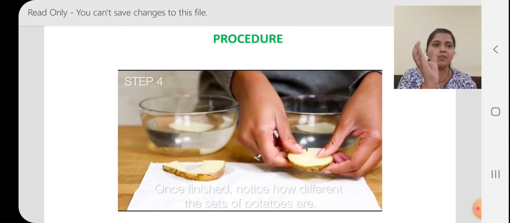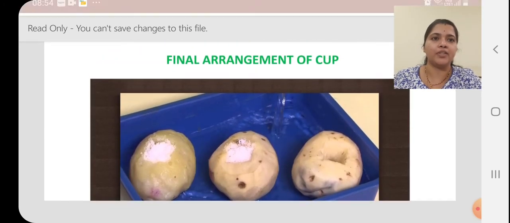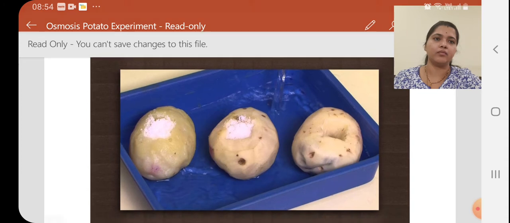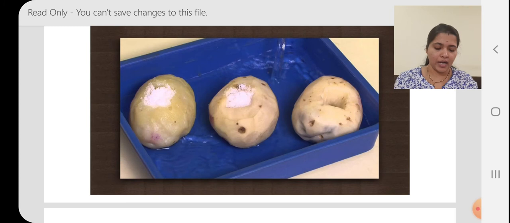So potato cup is there. In the potato cup we have poured saturated sugar solution, and we have taken a beaker full of water. We kept the potato in this way. Wait, I will show you. See, this is the arrangement. So children, the first one is a boiled potato, second one is a raw potato, in the last one we did not keep any solute inside the cup of the potato.